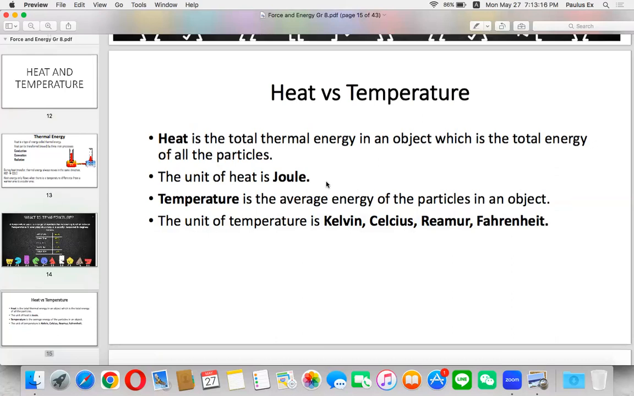Okay, heat. What is the difference between heat and temperature? The unit of heat is joule. The units of temperature are Kelvin, Celsius, Reamur, and Fahrenheit. But the international unit is Kelvin. When we convert Celsius, we have to add 273.